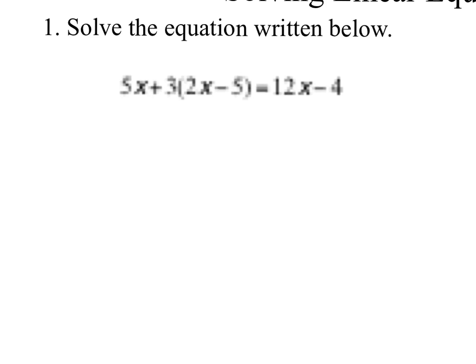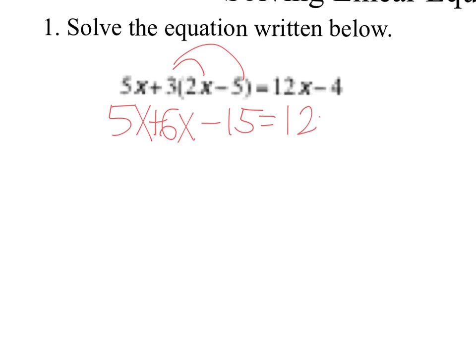First up, we'll look at solving a linear equation. In this one we have a whole bunch of stuff going on, so the first thing I might do is try to combine some like terms and maybe start by doing some distribution. I got 3 times 2x is 6x, 3 times negative 5 is minus 15. I'm going to rewrite everything else.